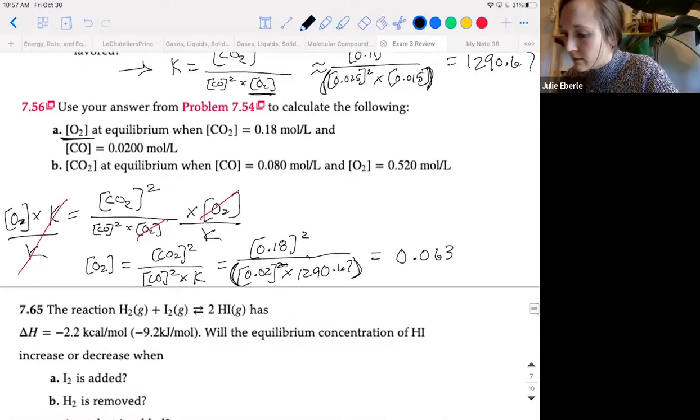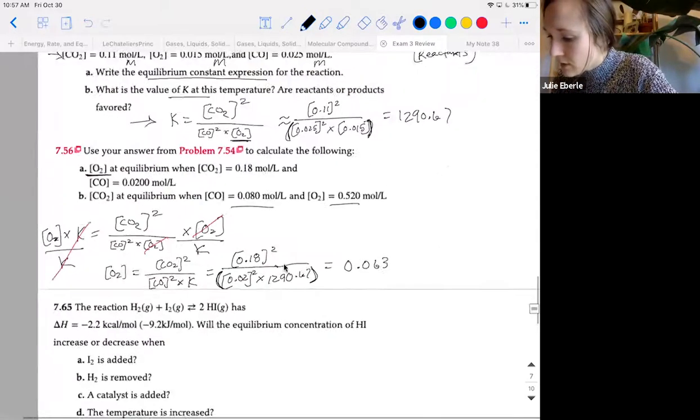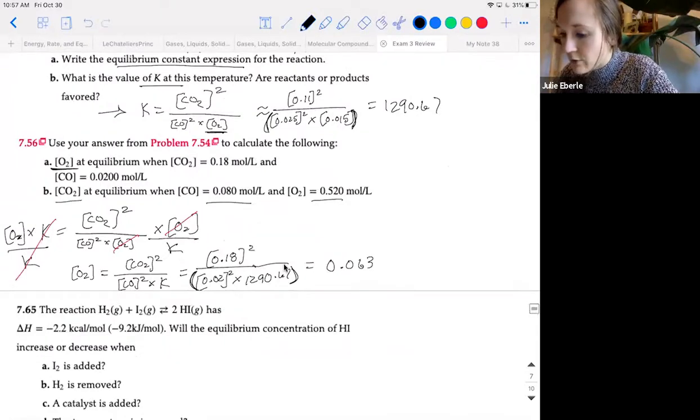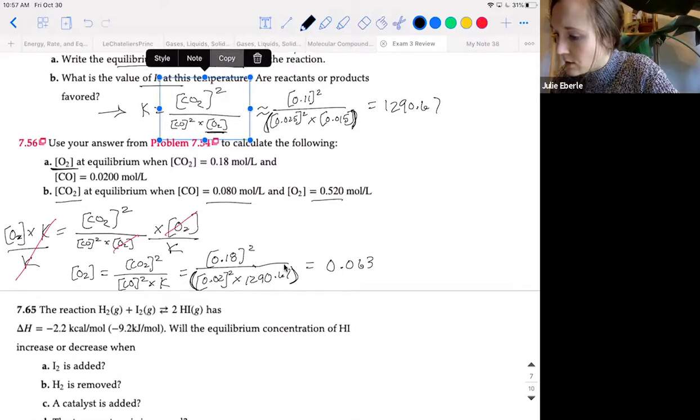B would be the same thing. You're just solving this time for CO2. So what I'll do is I'll write out the equation you should get, but then you literally are just going to plug these numbers in to get K. So bye, Abby. So what should you get for your equation to solve for CO2? So we're going to take, again, the same equation.